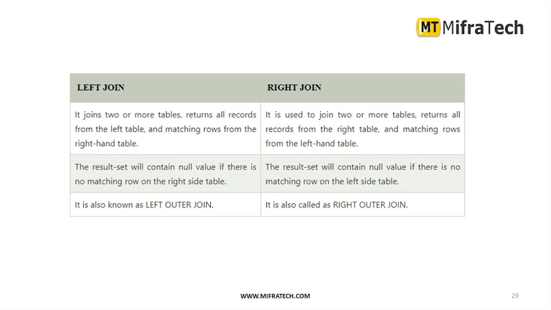The difference between the left and the right join. Left join joins 2 or more tables and returns all the records from the left table and matching rows from the right-hand table. In a similar way, the right join gives all the records from the right table and matching rows from the left table. The result set will contain a null value if there is no matching row on the right side table, and the same on the left side table. It is also known as the left outer join. It is also known as the right outer join.